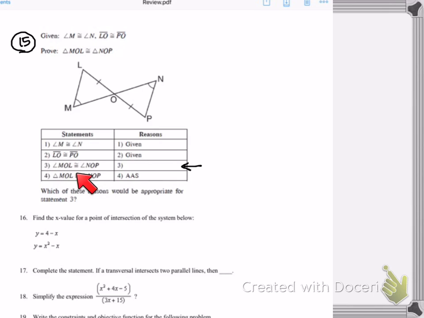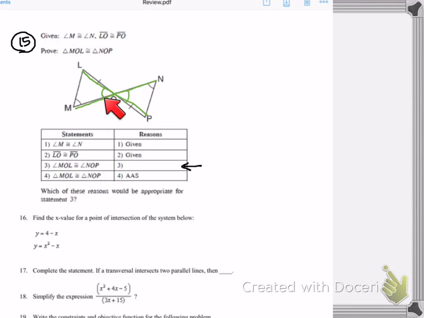So what we're going to do is trace those two angles and then see what their relationship is. We want to know why they're congruent. So when I trace these two angles, MOL is this angle right here, and NOP is this angle.